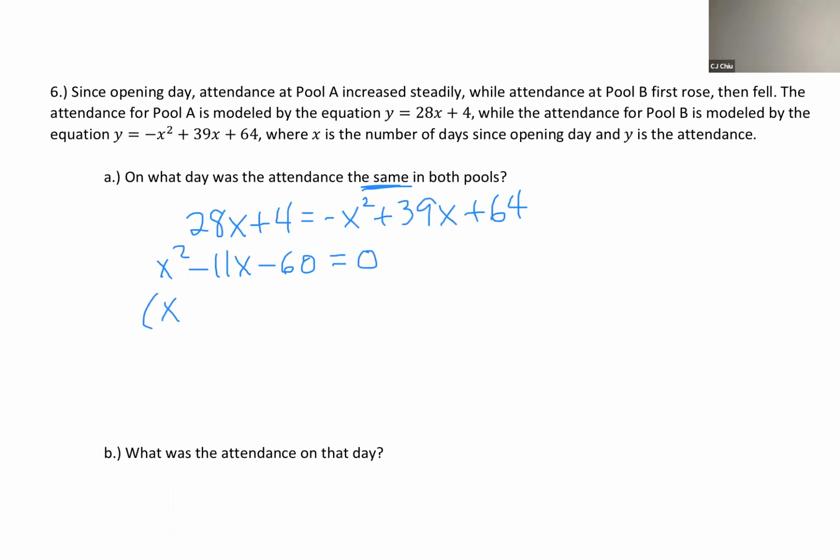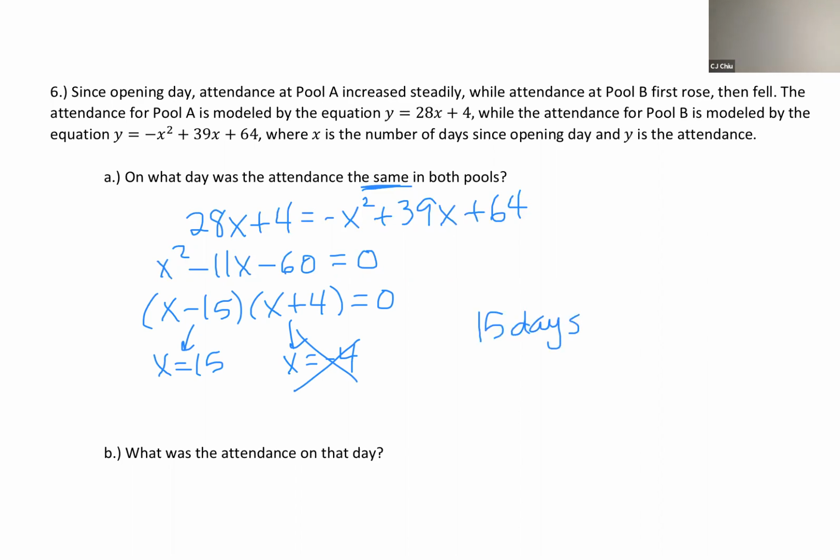This factors nicely for us if you do the big X. X minus 15, x plus 4 equals 0. So then x equals 15 and x equals negative 4. The negative 4 doesn't make sense because it would be negative 4 days. So we take the 15 days, the attendance is the same. Nice and easy there.